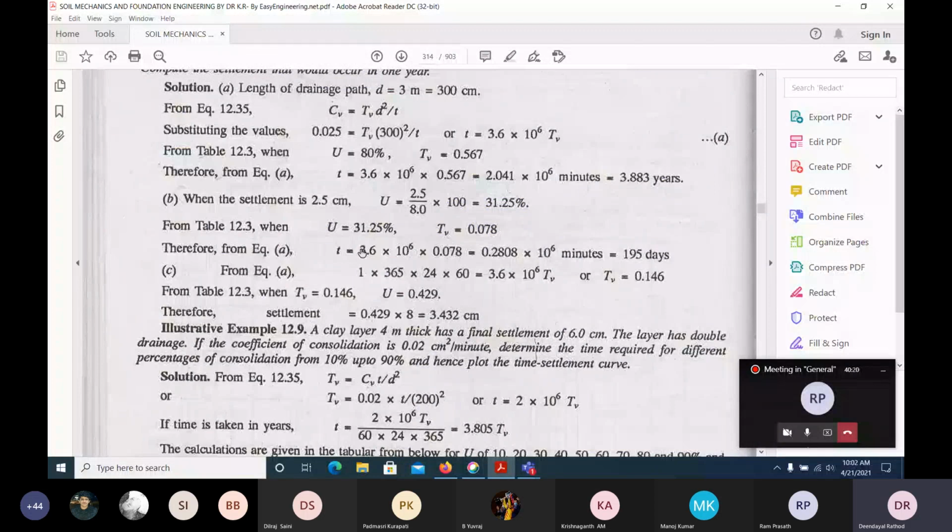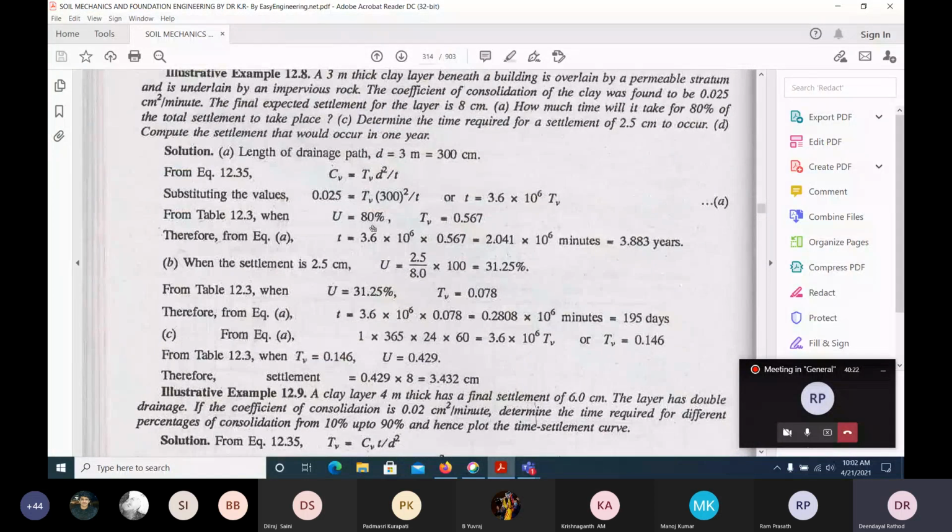So which problem are we seeing? This one. For 80%, TV is this value. Then how much time will it take for 80% of the total settlement? T is equal to this many minutes. That means 3.8 years. Hope you followed.